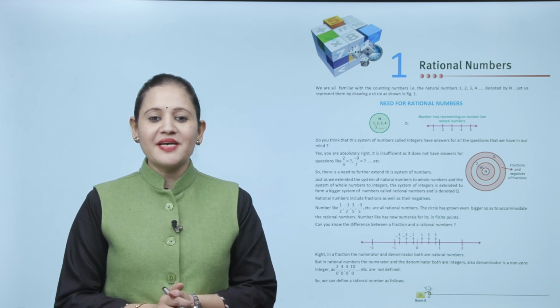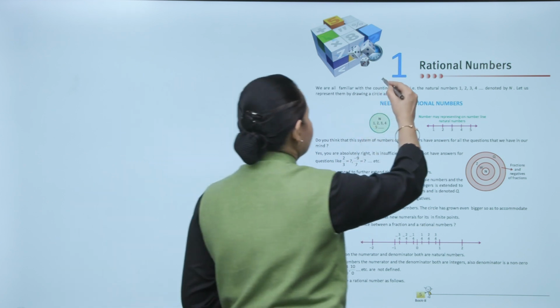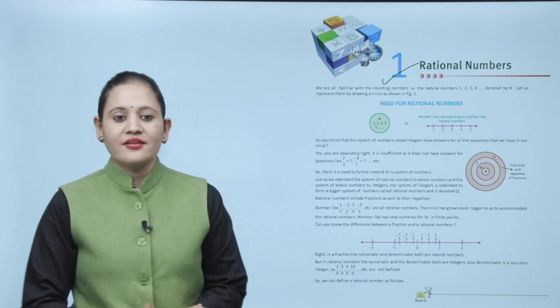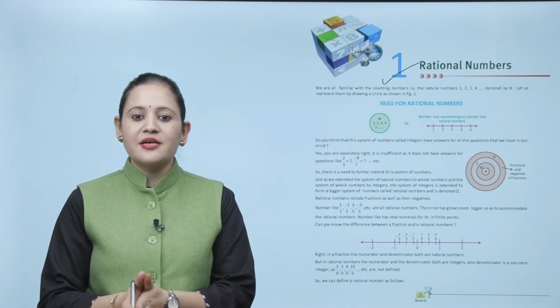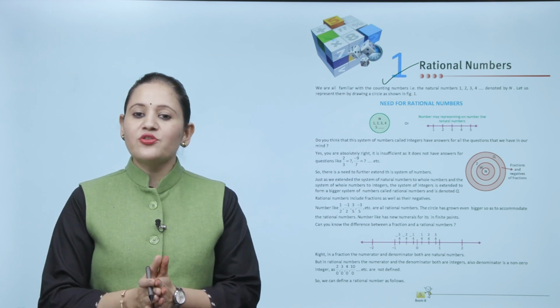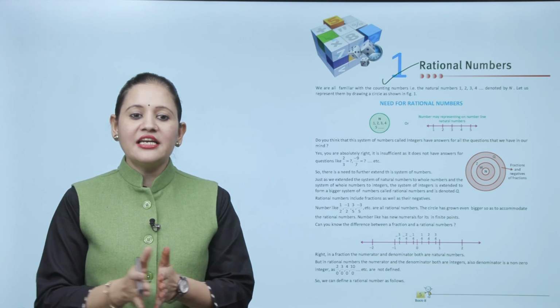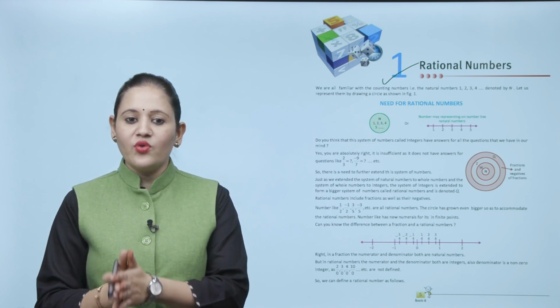So welcome to today's maths class, and today we'll do rational numbers. We all are familiar with the counting numbers, for example the natural numbers 1, 2, 3, 4 and so on, denoted by capital N. Let us represent them by drawing circles as shown in figure 1.